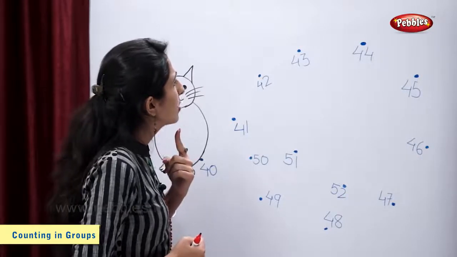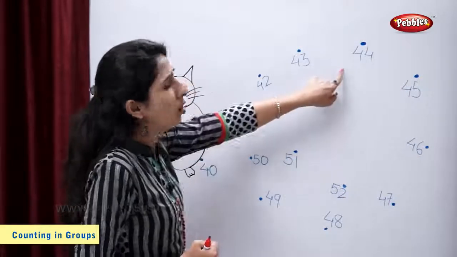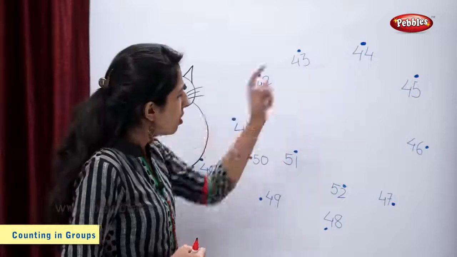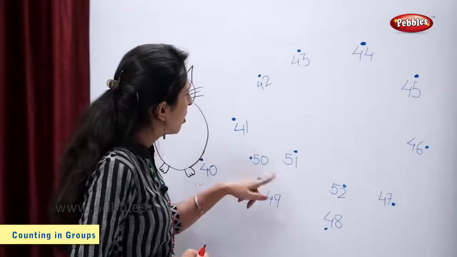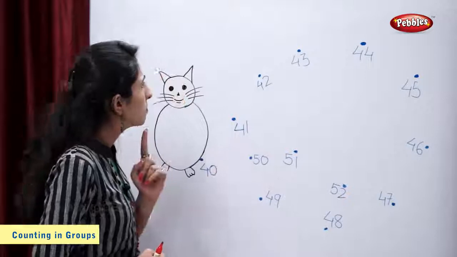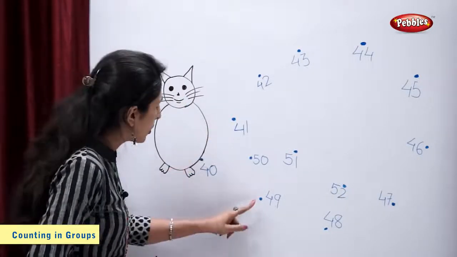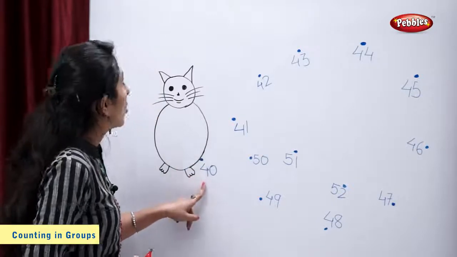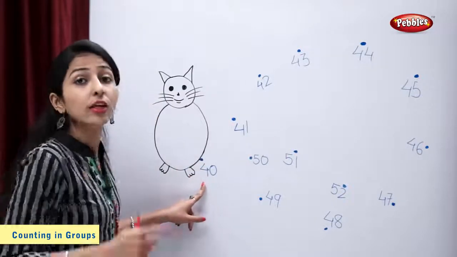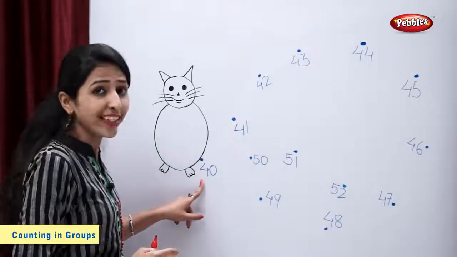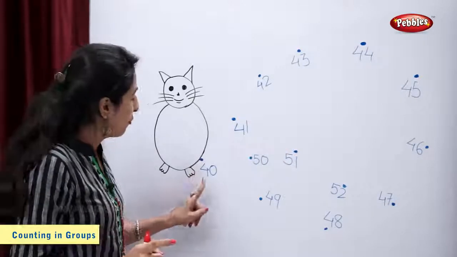Smallest number. Is that number 44 or number 51? 41, 49, 40. So 40 is the smallest number. So let's start from 40.